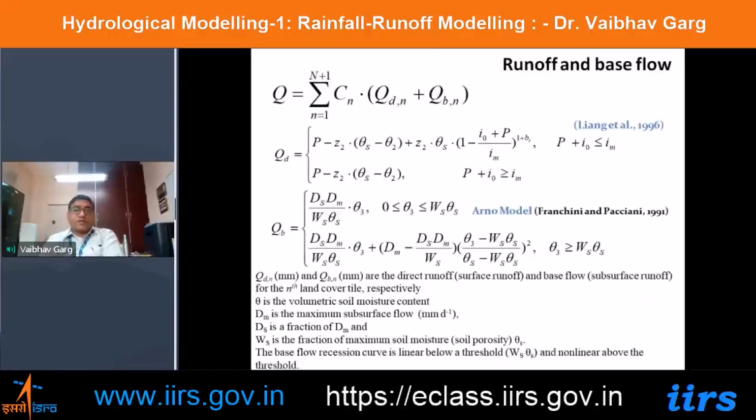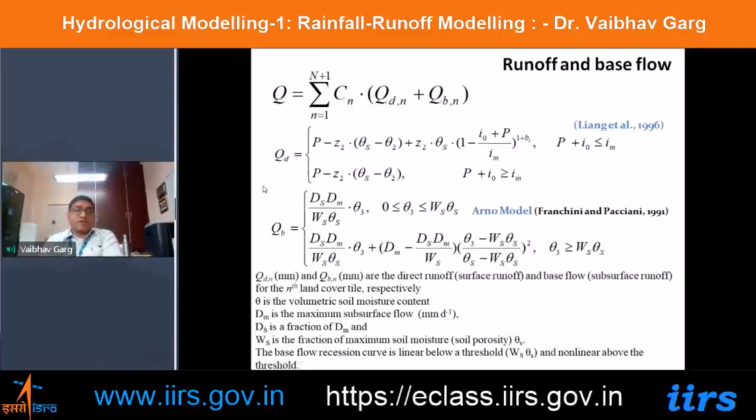Now, runoff and base flow are estimated using Liang's method. That is the sum of surface discharge and the base flow. So it is for each land use class: how much is the discharge and how much is the base flow. And if you take the sum over each land use class, then it becomes the total runoff of that particular grid.